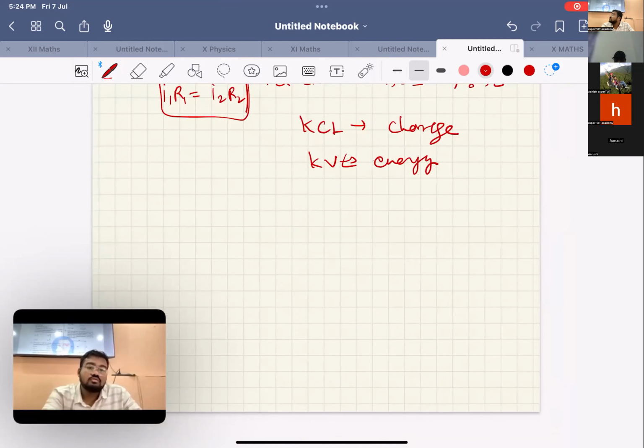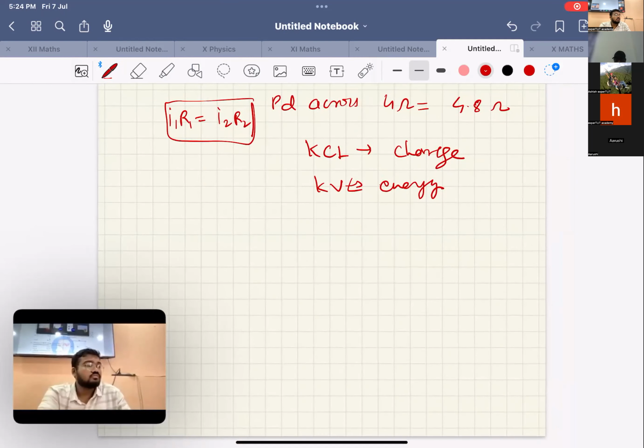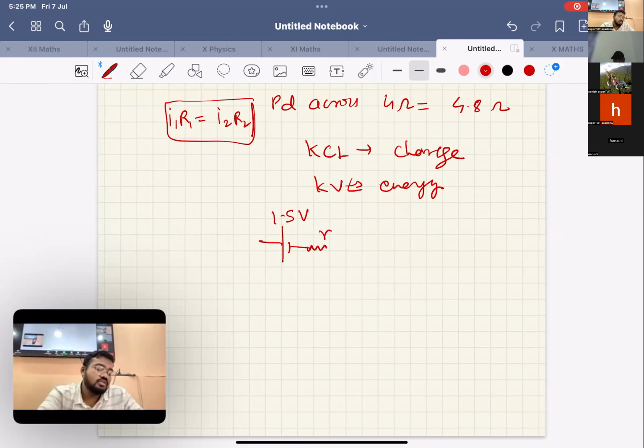18th. A primary cell has an EMF 1.5 volt when short circuited. So if you have a cell whose EMF is 1.5 volt and you short circuit it. Short circuit means you just connect it to itself. Okay, so now the current is just E by R. So they are saying then it's easy, right? So it gives a current of 0.75. You can find it out.